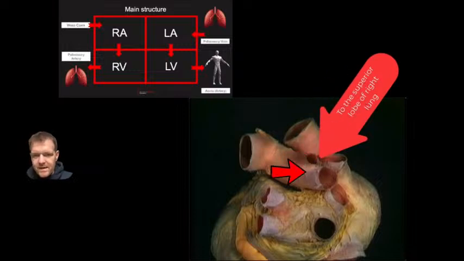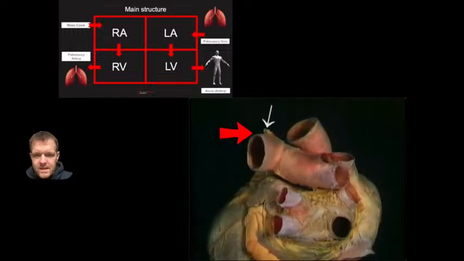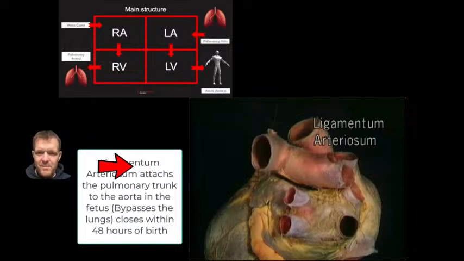Okay, so we've got a little vessel just there, and then we've also got another little attachment just up here. Let me just pause that there as well. So the ligamentum arteriosum sounds like a spell out of Harry Potter. It attaches the pulmonary trunk to the aorta in the fetus, bypasses the lungs, and closes within the first 48 hours of birth. Okay, so again, we've got another kind of throwback, some little bit of anatomical history from when we were a fetus in the womb, and it's just a remnant that stays there.